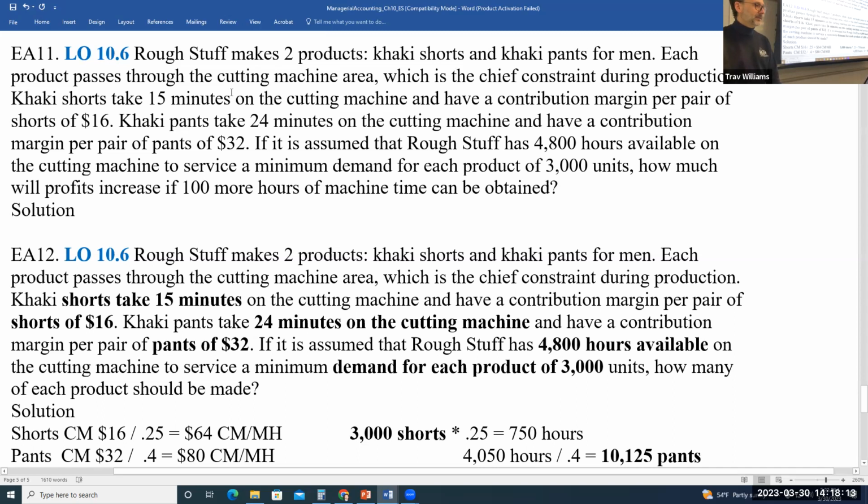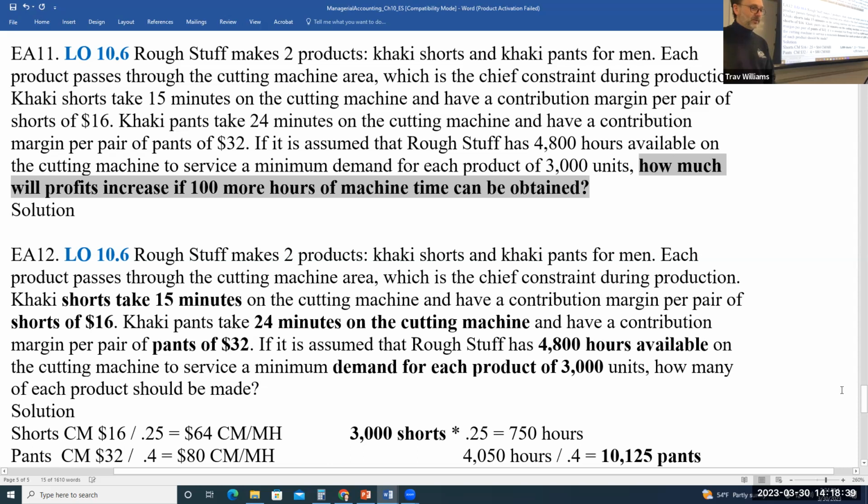In this case, a lot of the data are the same. It's 15 minutes for shorts, 24 minutes for pants. Contribution margins are the same. 48,000 hours available. The only thing that's different here is the question. How much will profits increase if 100 more hours of machine time can be obtained?